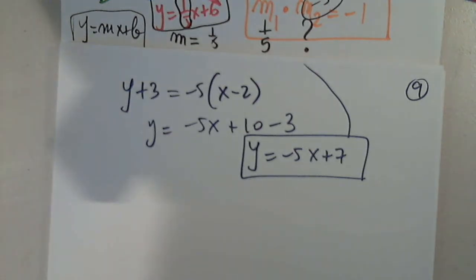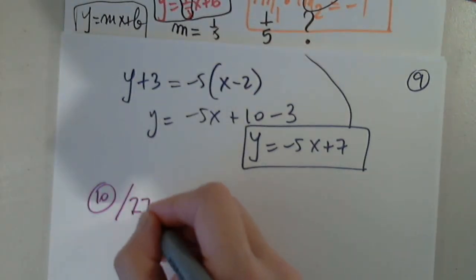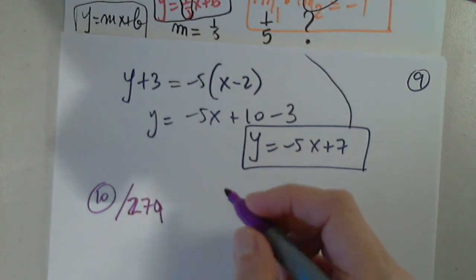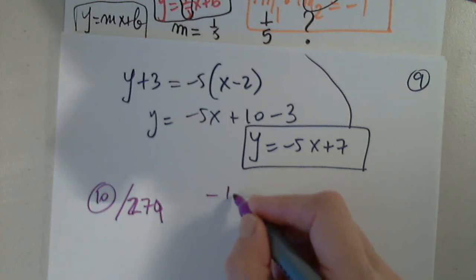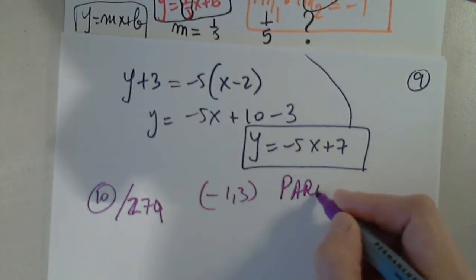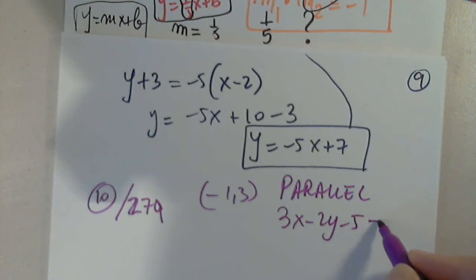Let's do 10 and then we'll stop. I have one question quiz for you today, and that's the end of the material. So 10 on 279. And here it is. It passes through -1, 3, but is parallel this time to 3x minus 2y minus 5 equals 0.